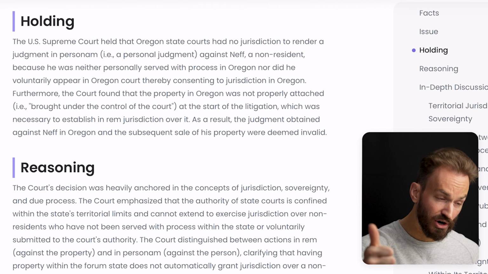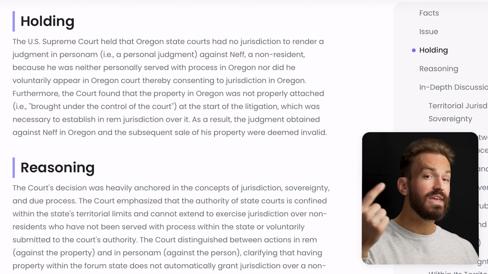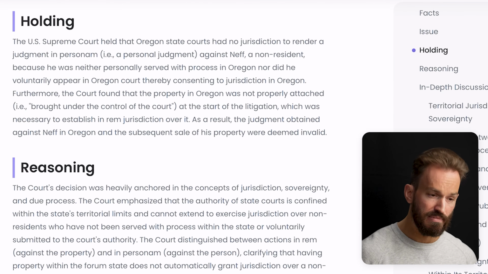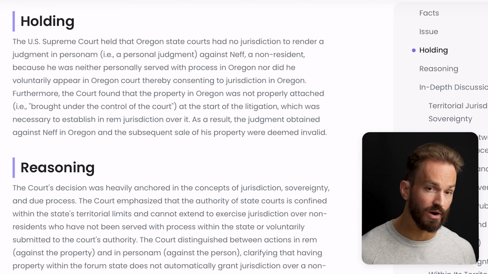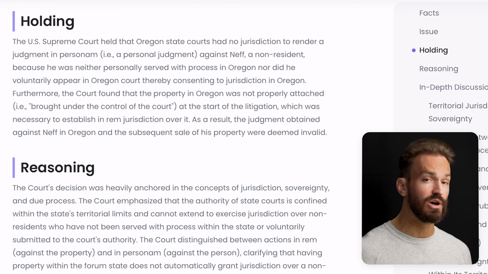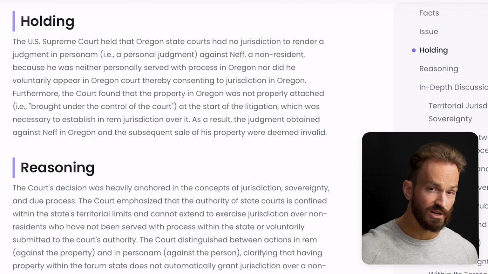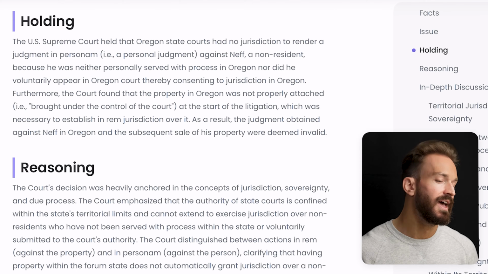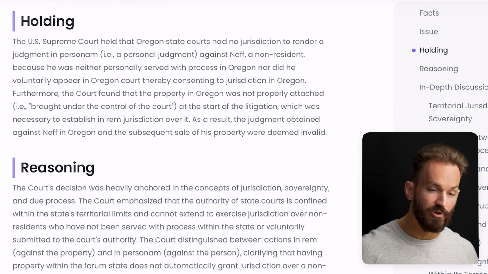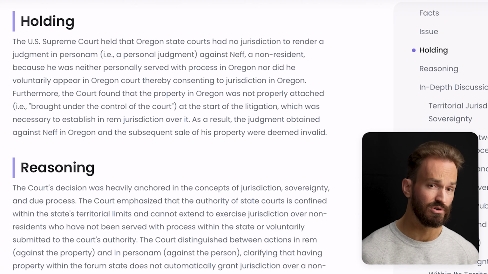So that leaves us two ways. He's either personally served with process in Oregon, or he consents to jurisdiction in Oregon by voluntarily appearing in Oregon court. He hasn't done either of those. Remember, he was served with this publication in a newspaper. So he's not served while physically present in the state of Oregon, and he does not consent. He never showed up voluntarily and consented to jurisdiction in Oregon.